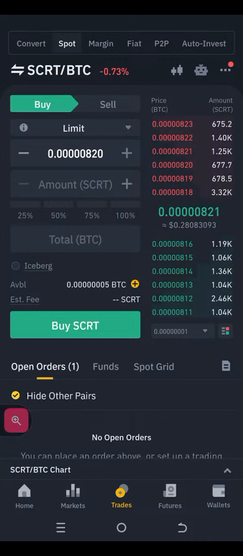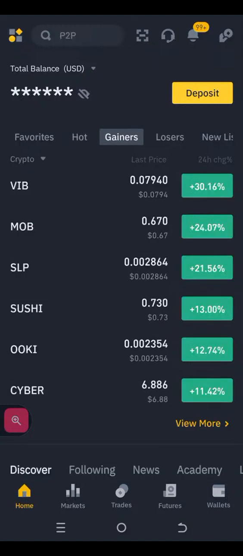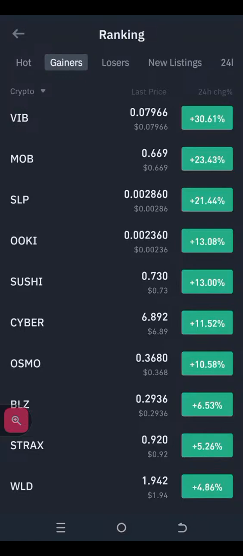Okay, now let's go and check. My all-time favorite is always to go to gainers, normally, usually. So all you just have to do is to be able to pick a coin on the gainers that will give you the best propensity to make profit. And you decide not to be greedy. Make sure that you're conservative.